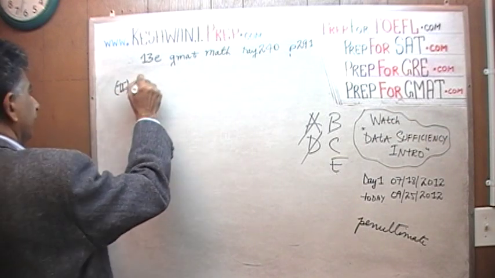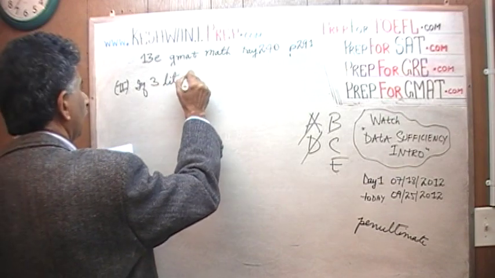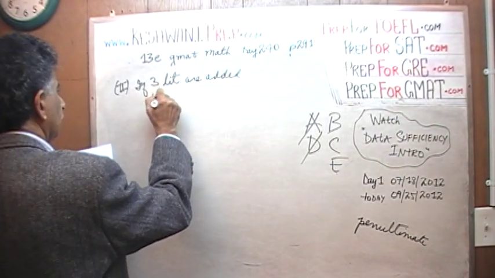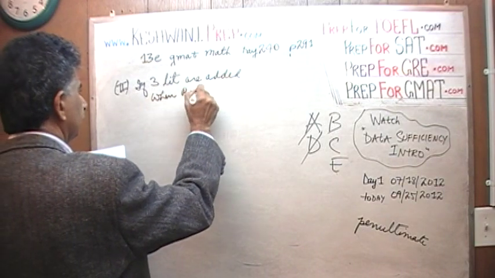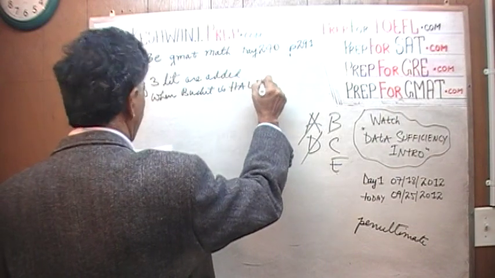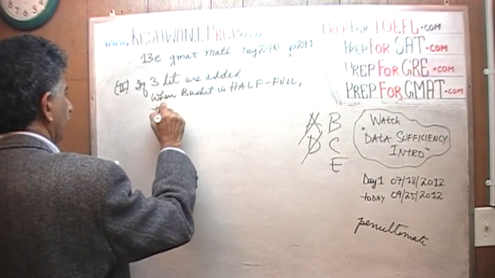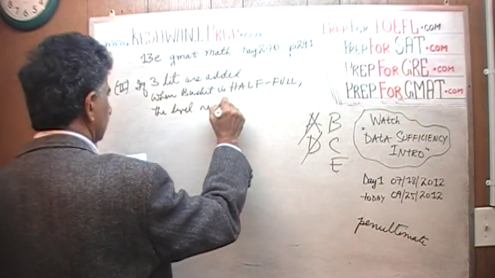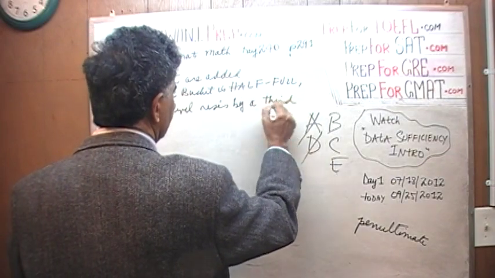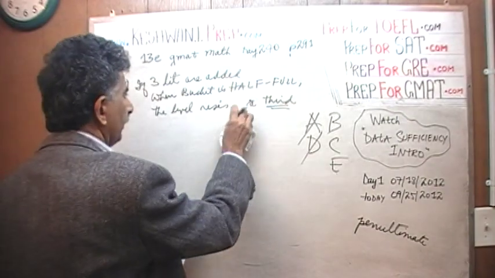The second statement tells us that if 3 liters are added when the bucket is half full, the level rises by a third. You must pay attention to all the wording here. So that's exactly what we're going to do.